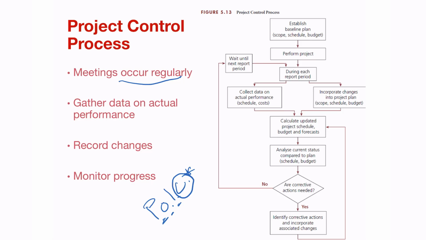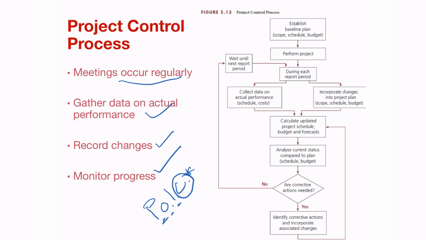In some cases, you'll have a monthly meeting, especially if it's long projects that are multiple years. But in those cases, you'll find that the smaller parts of those projects are done in small chunks at a time, and the small team would then meet more regularly. You must gather data on actual performance, and this is where the reporting comes in, and it is so important. You must record changes versus the plan, and you must monitor the progress.